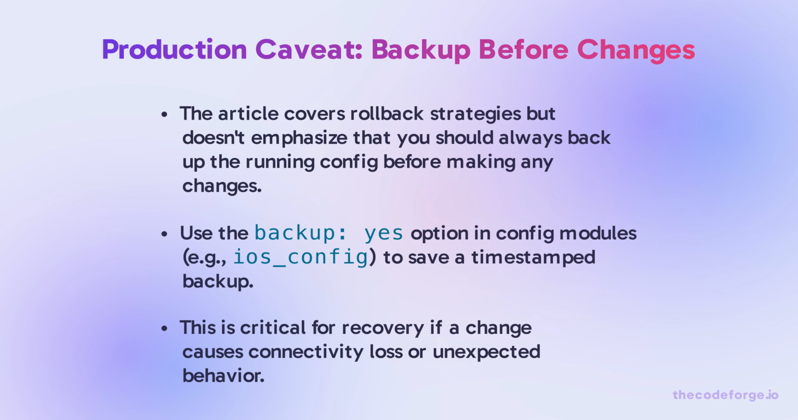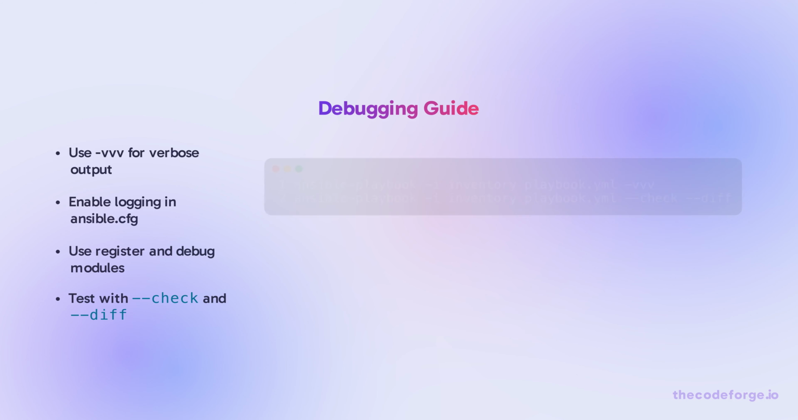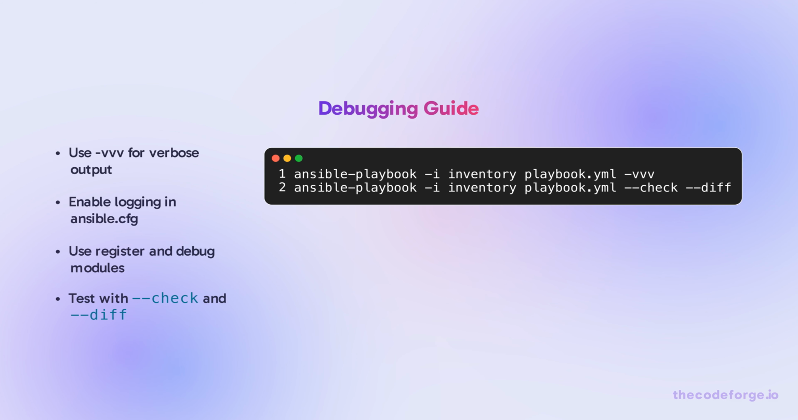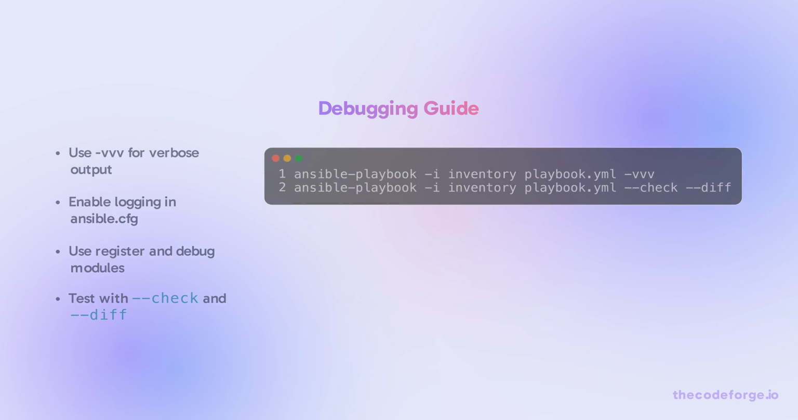The article covers rollback strategies but doesn't emphasize that you should always back up the running config before making any changes. Use the backup: yes option in config modules, e.g., ios_config, to save a timestamped backup. This is critical for recovery if a change causes connectivity loss or unexpected behavior. When things go wrong, use verbose output with -vvv to see connection details. Enable logging in ansible.cfg with log_path. Always test with check and diff before applying changes.